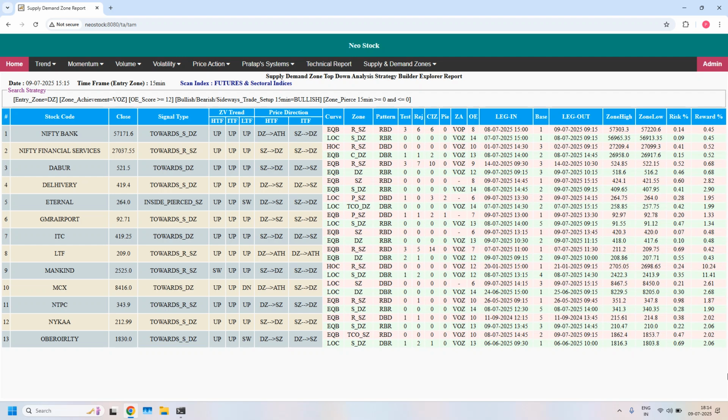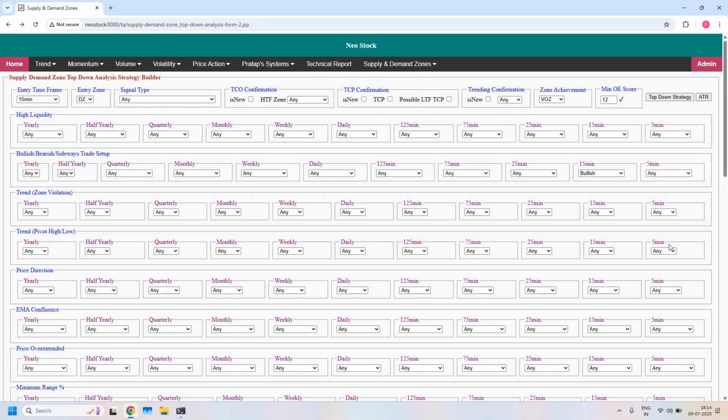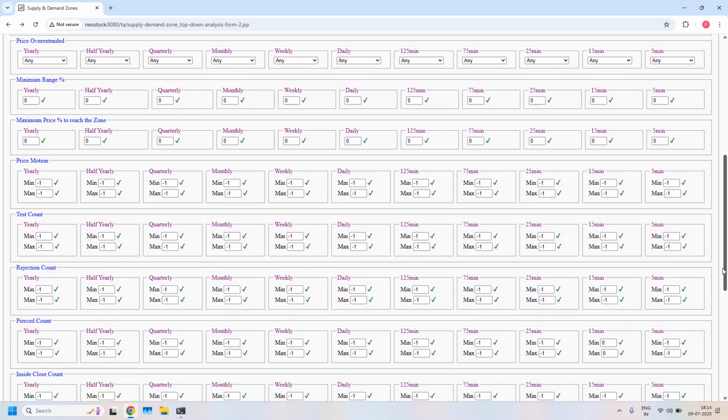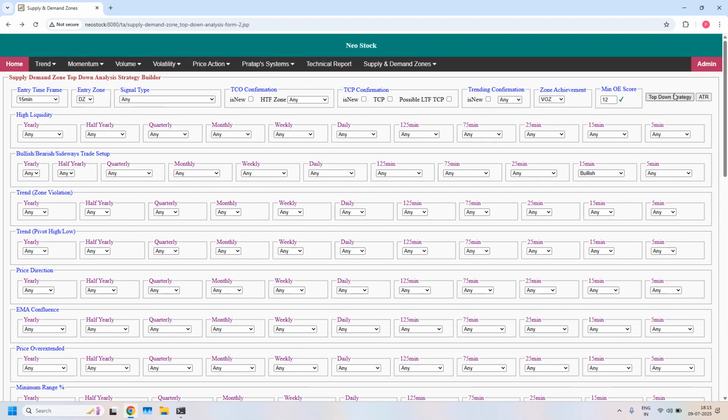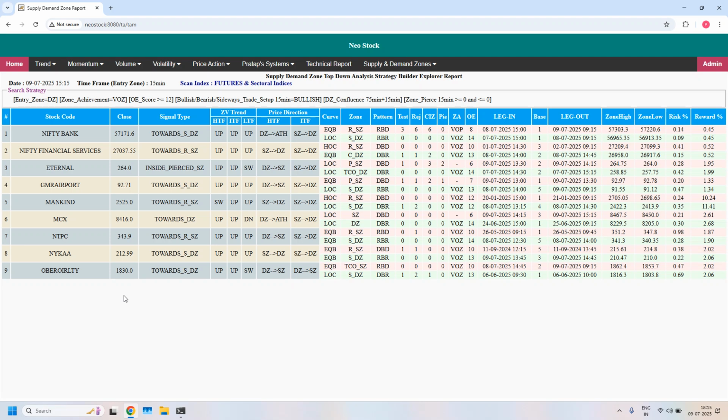Okay, out of these 13, let us further filter based on zone confluence strategies. First one is 15 minutes and 75 minutes demand zone confluence. I enabled the filter. So we got 9 stocks. In all the 9 stocks, 75 minutes trend is uptrend in all the stocks.